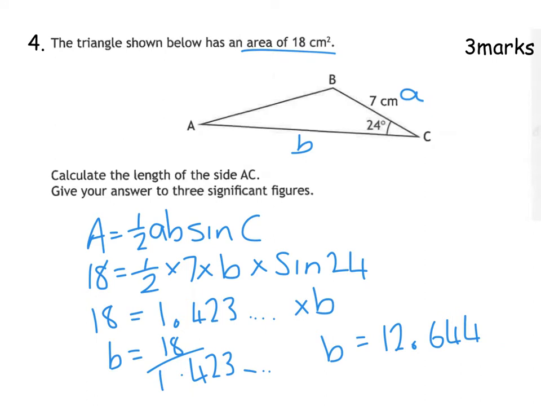12.644. But they want it to 3 significant figures. So that would be the 12 and the 6 are staying. So 12.6 centimetres to 3 sig fig. Okay. So as I said, at this point you could have done change of subject. You could have done 2 times 18 is 36. 36 divided by 7 and divided by sine 24. I prefer to just kind of work out what I can on the right hand side first. So marking for this one, the final mark must include the significant figures. There would be a mark for your substitution into the area formula, and there would be a mark for maybe rearranging to work out what b was.